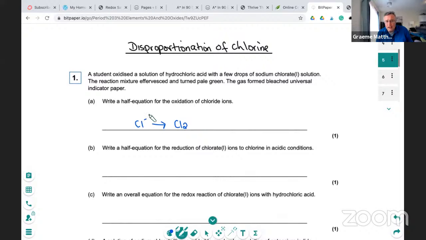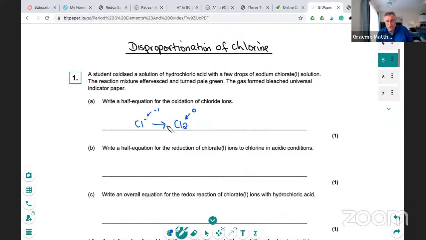Chlorine is obviously Cl minus. The oxidation state here is -1. That was easy. And then on this one, any element in its natural state is going to be 0 oxidation state. So we've got oxidation states written down.